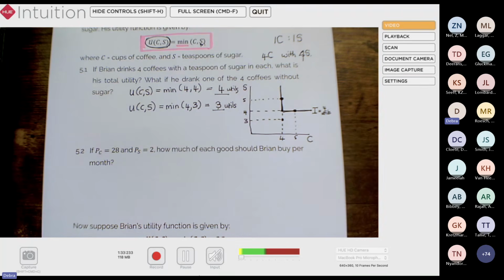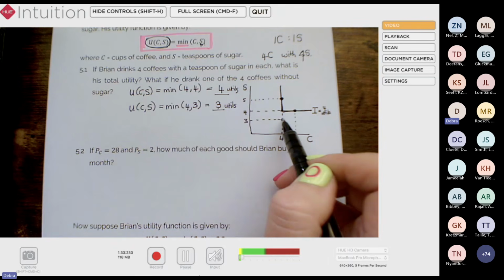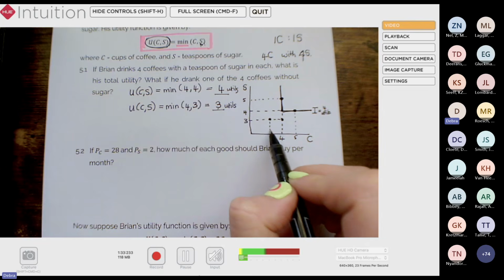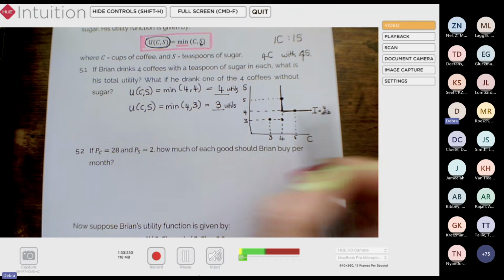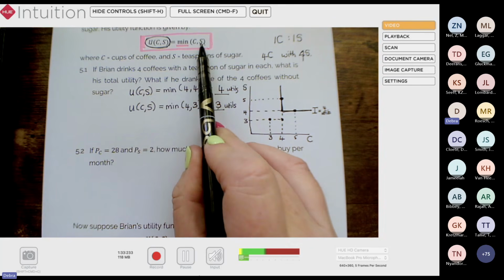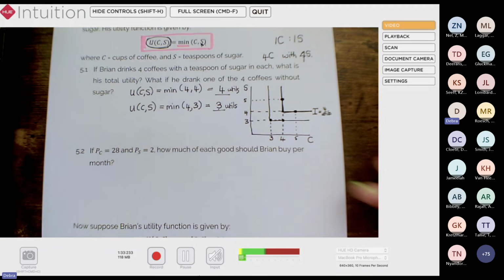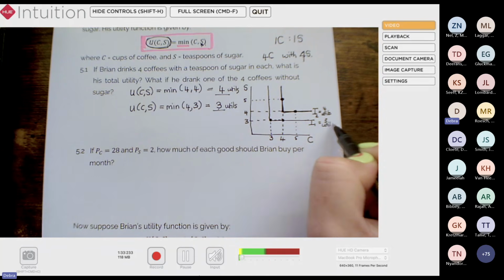This combination here, where he has 4 cups of coffee and 3 teaspoons of sugar, would lie on the same indifference curve as having 3 cups of coffee and 3 teaspoons of sugar, because the minimum of 3 and 3 is also 3. So there would be another indifference curve that has a right angle shape. And that indifference curve, I'll call it I1, corresponds to 3 utils of utility.